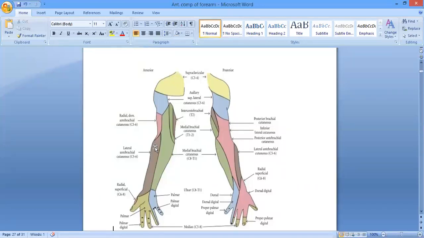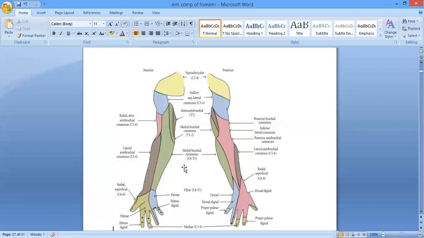So as far as the cutaneous innervation of the forearm is concerned, the lateral half is supplied by the anterior and posterior branches of the lateral cutaneous nerve of the forearm. Likewise, on the medial aspect, we have the medial cutaneous nerve of the forearm. But on the posterior aspect, a narrow strip in the middle is supplied by the posterior cutaneous nerve of the forearm. Now we talk about these one by one.